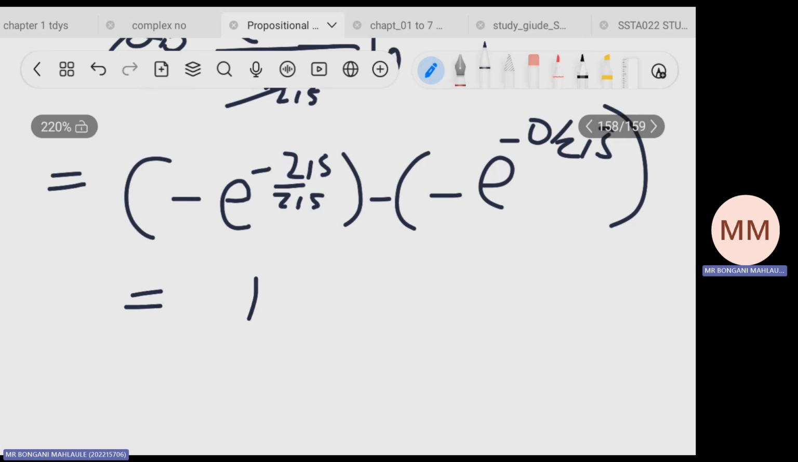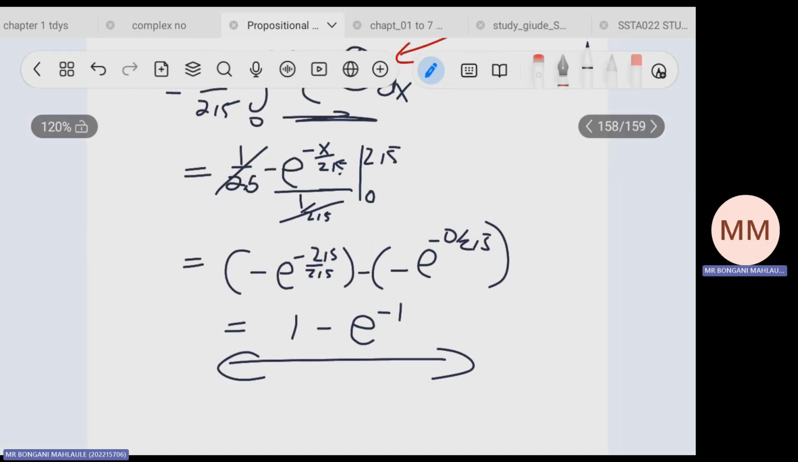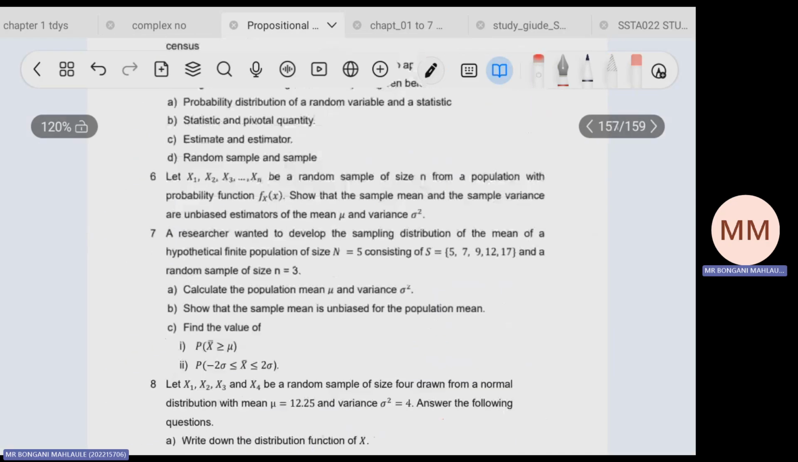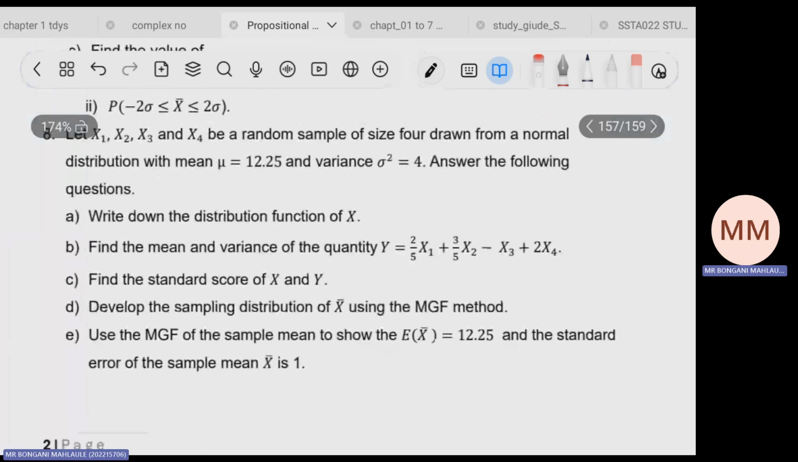Then you'll have 1 minus Euler to exponent negative 1. So that's how you'll get that answer. So this obviously requires you to practice. Then let's see. So let me look at this one.